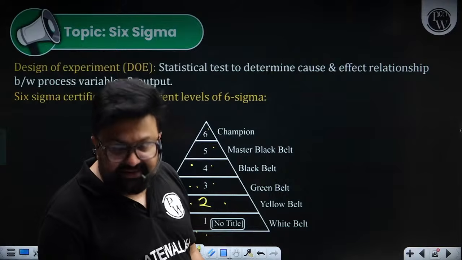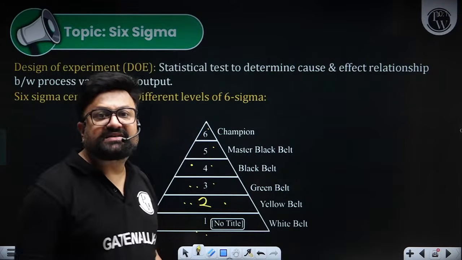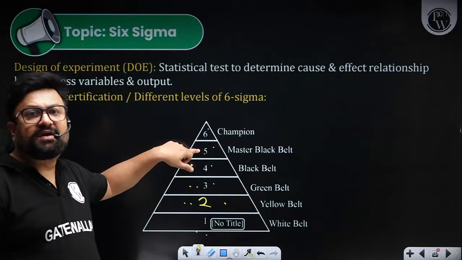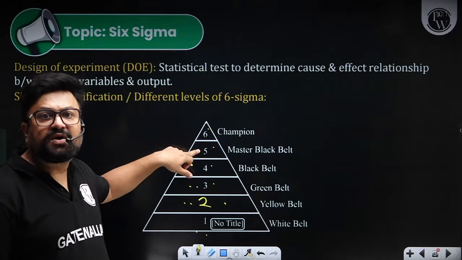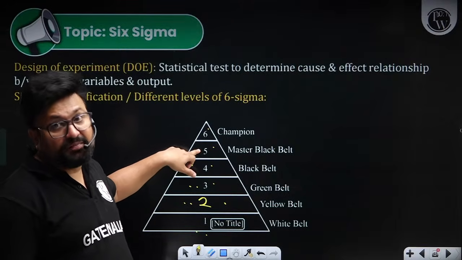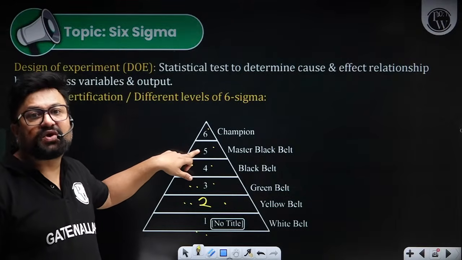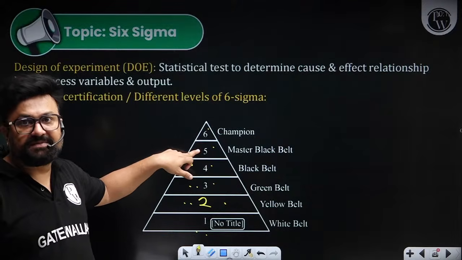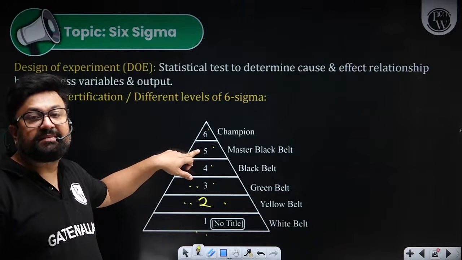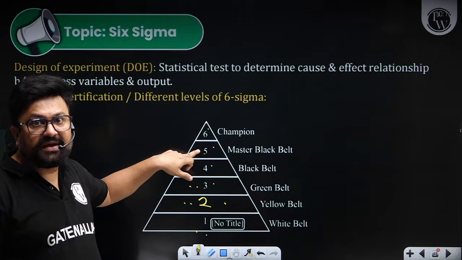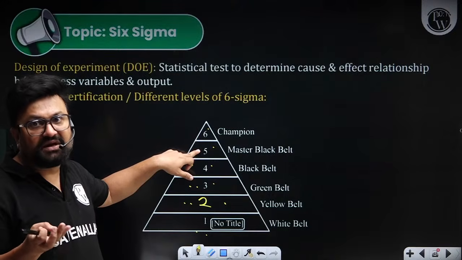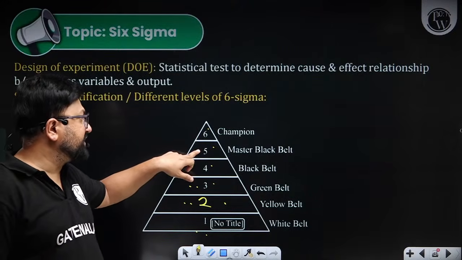Now, the next is your master black belt. These are the master black belts. Basically, they are developers of curriculum, with experience in managing several projects and deep experience of Six Sigma. They offer mentorship and coaching for the black belt level. They maintain project work. They have extensive knowledge about change concepts, lean enterprises, and zero defect.